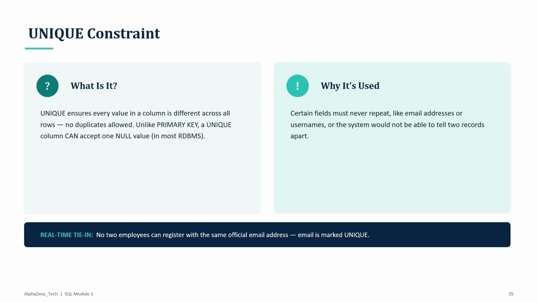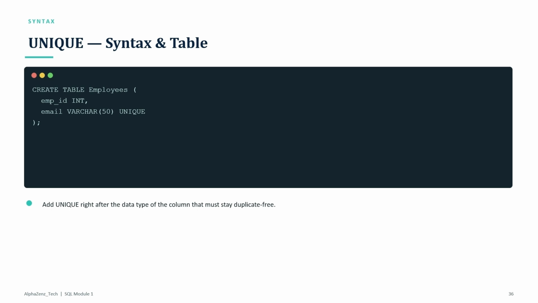Slide 42. UNIQUE, concept and why. UNIQUE ensures every value in a column is different across all rows. No duplicates allowed. One small detail for interviews: unlike a primary key, a unique column can accept one null value in most databases. Why do we need it? Certain fields must never repeat, like email addresses or usernames, or the system wouldn't be able to tell two records apart. Real example: no two employees can register with the same official email address. Email is marked UNIQUE.